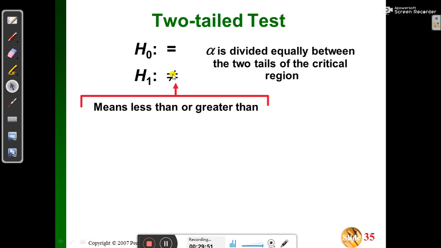If H not means that our statement is using the not equal symbol, then it means less than or greater than. Whatever claim we are making, in the null hypothesis or the alternate hypothesis, if it is using the not equal symbol, then we can say that our mean is less than or greater than. But when the null hypothesis is going to be true, we have to say that the value is directly equal to alpha.